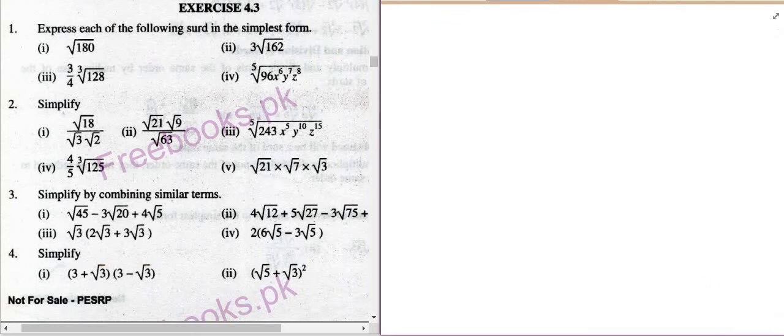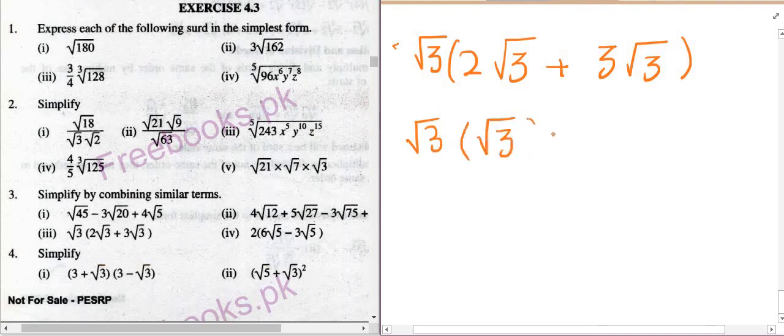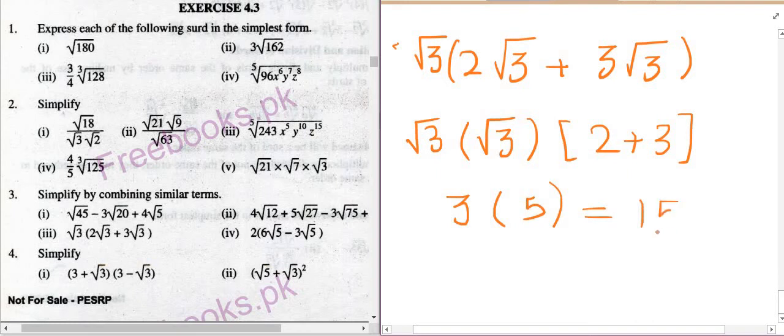Part 3 is √3 × 2√3 + 3√3. Just take common 3 from all these. You will get 2 plus 3. The 3 cancel, 2 plus 3 is 5. This becomes 15.